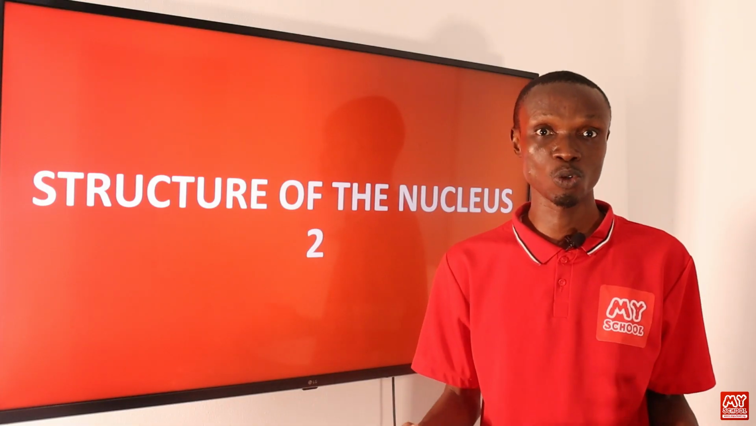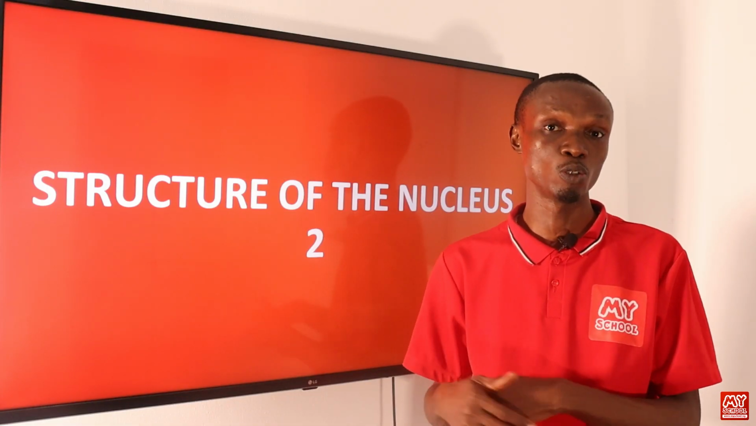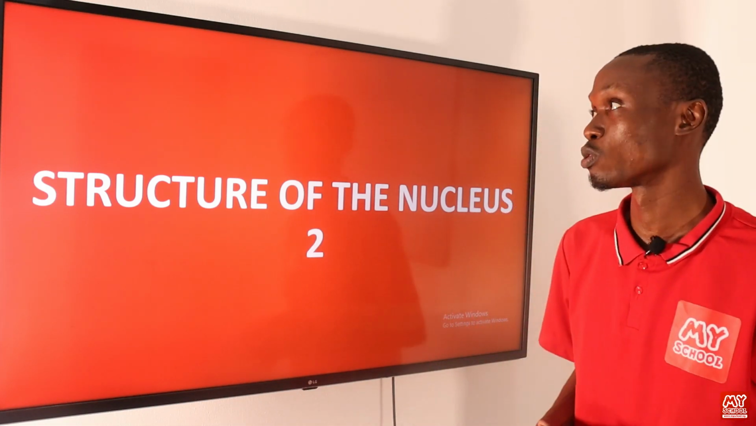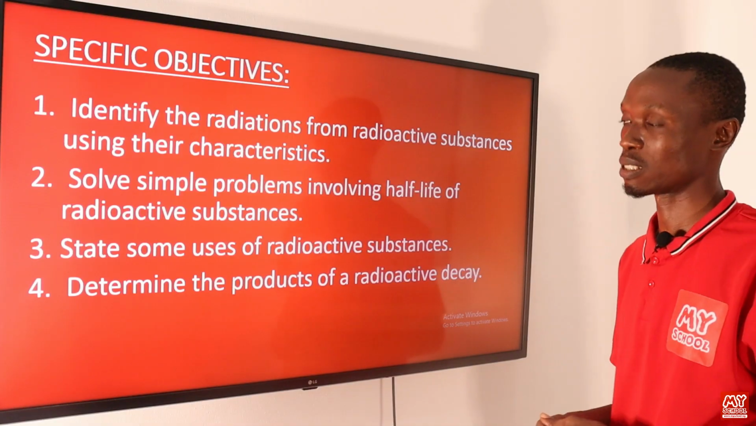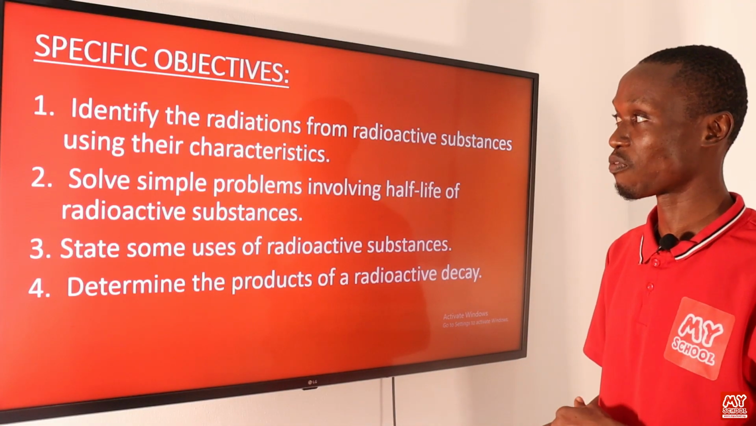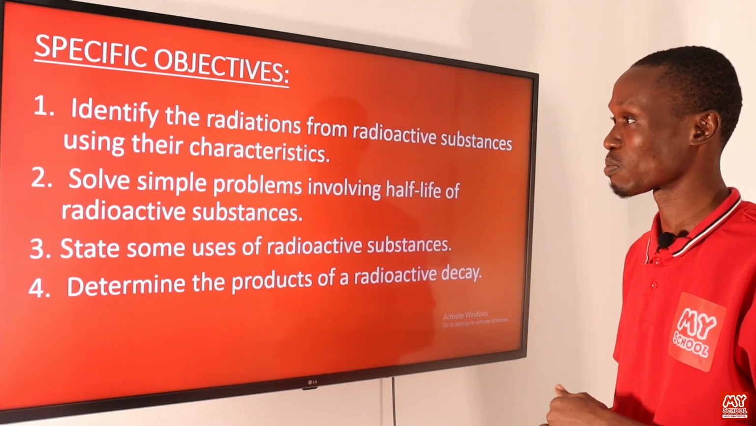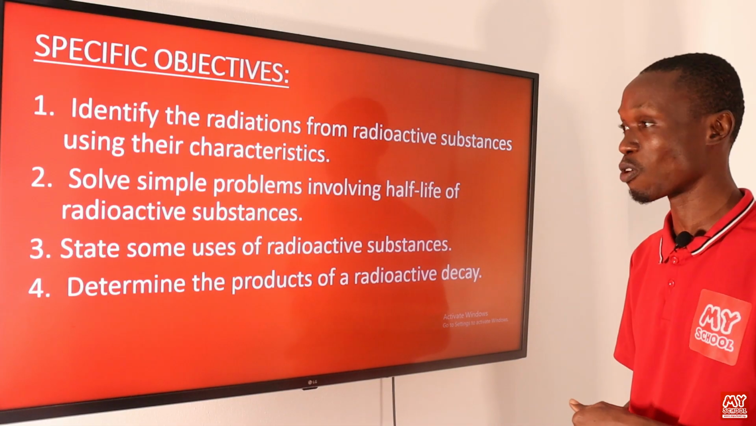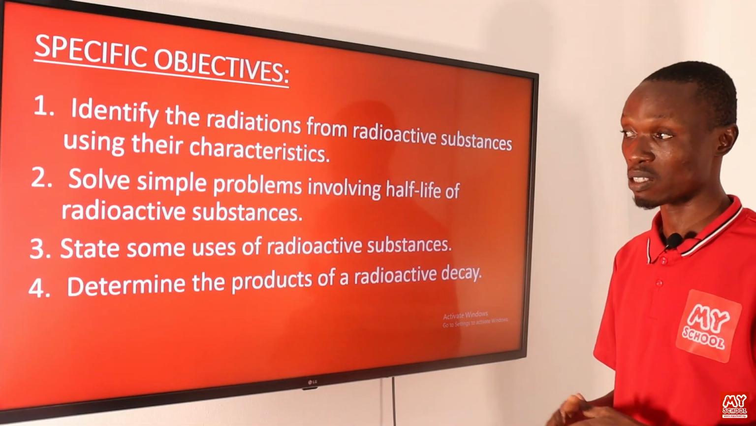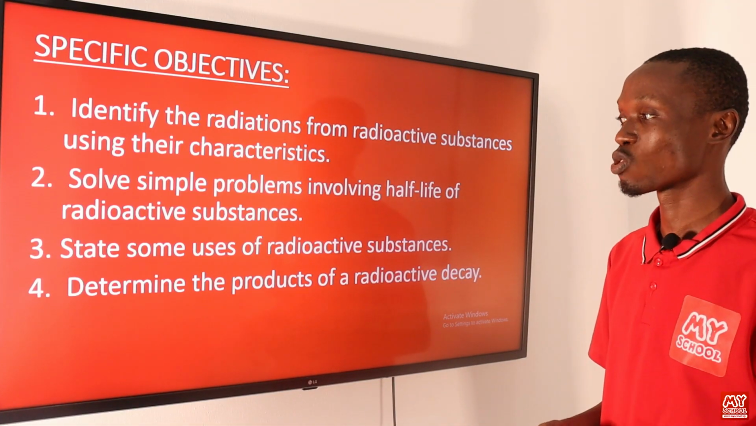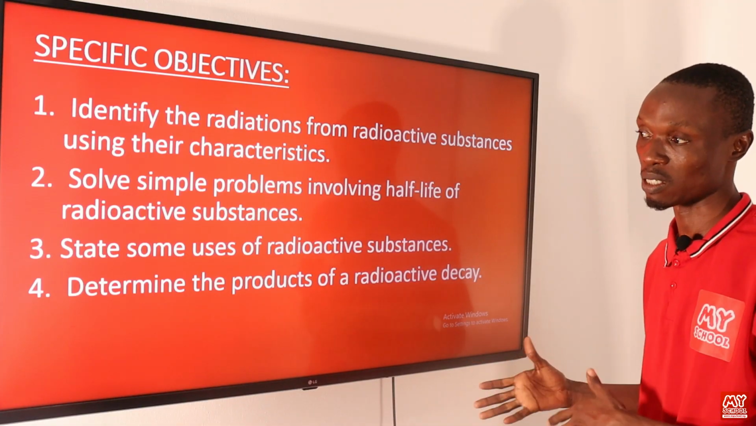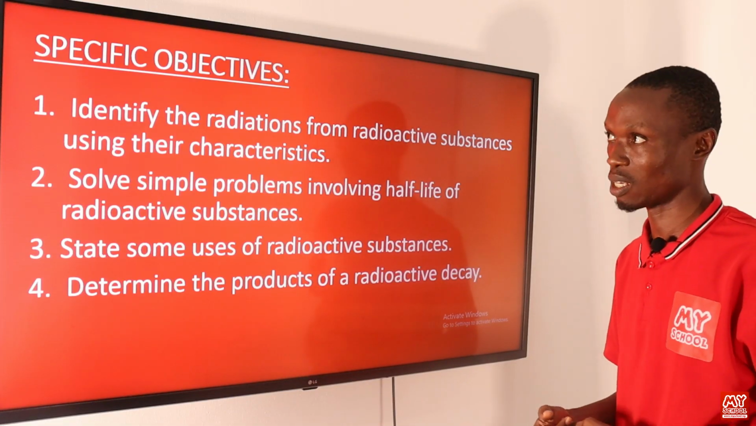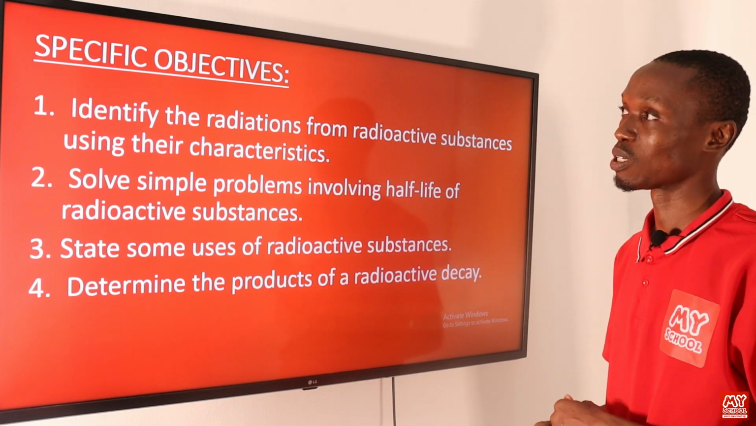Like I said, in today's video, we are going to be dealing with structure of the nucleus part 2. So before we begin with our lesson, let's quickly run through the objectives of today's video's lesson. Objective number 1, identify the radiations from radioactive substances using their characteristics. 2, solve simple problems involving half-life of radioactive substances. 3, state some uses of radioactive substances. 4, determine the products of a radioactive decay. So let's move to the next slide to begin with our lesson.